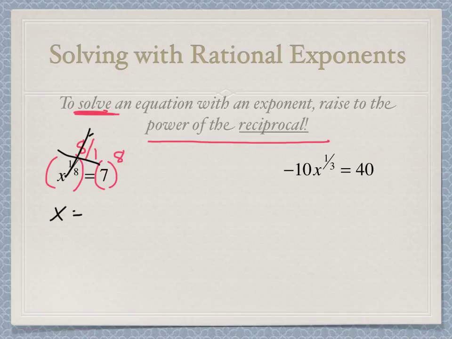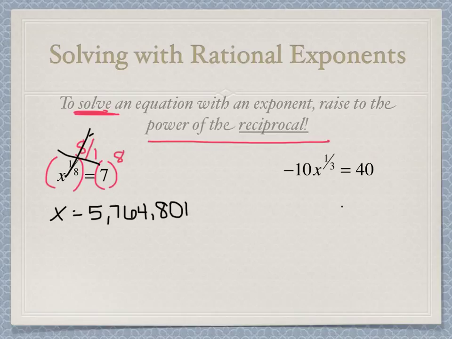Now, 7 to the 8th power, give me just a quick second here. Sorry about that. Dropped my stylus on the screen. Okay, 7 to the power of 8 is 5,764,801.